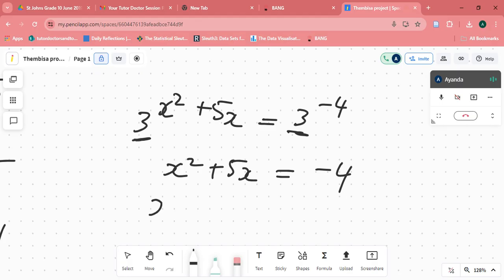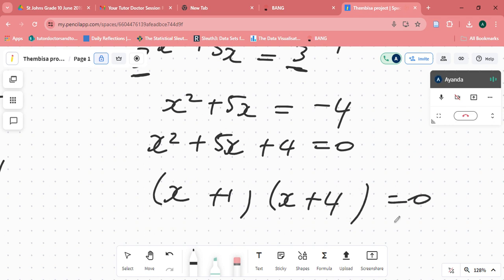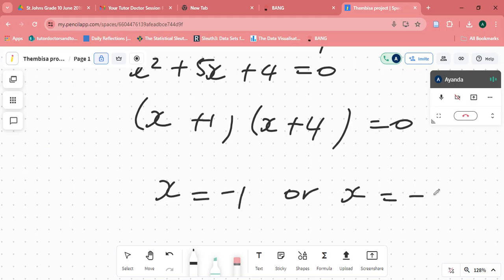Bring the 4 over to the left-hand side. We have x squared plus 5x plus 4 is equal to 0. And now we just factorize this trinomial. What two numbers, when multiplied, are going to give us 4, and when we add them together give us 5? We can have (x plus 1)(x plus 4) equals 0. That leaves us with x is either equal to negative 1 or x is equal to negative 4. And that's it for question 6.